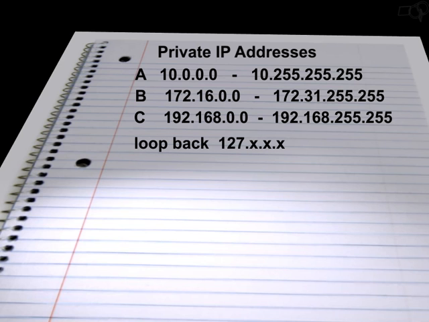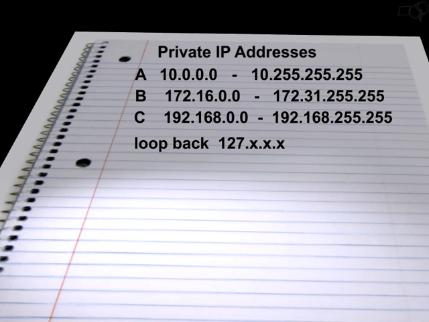There is a range of addresses called loopback addresses. Those are where the first octet is 127.x.x.x. Now, .x simply means anything. So any address beginning with 127 is a loopback address.